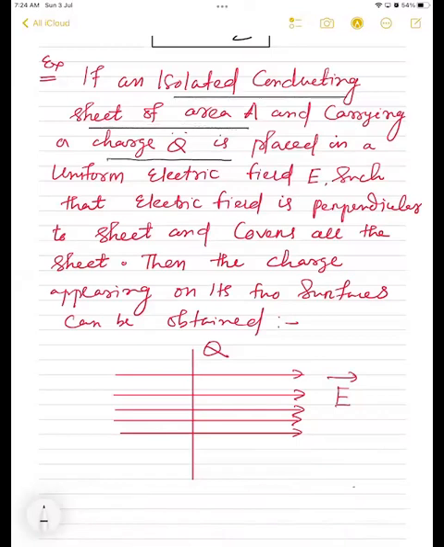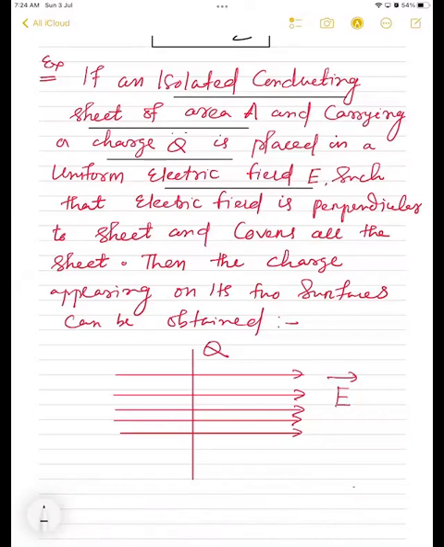Carrying a charge of Q, and I have placed that one in electric field E, right? The plate is placed in the electric field such that the electric field is perpendicular to the sheet and covers the whole sheet, right? Then the charge appearing on its two surfaces can be obtained. How to find the charge that appeared on that, right?